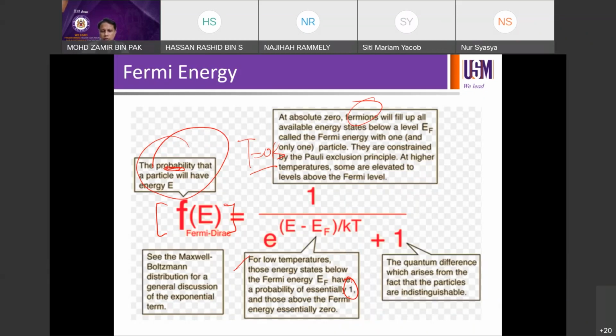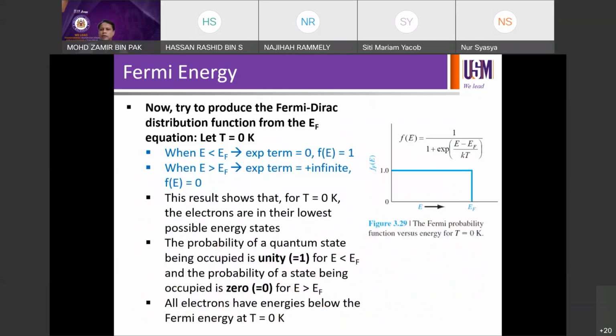In this condition, when you are operating at low temperatures, the probability of finding electrons above EF, the Fermi energy, is essentially 0, because there are no electrons over there at all. So the probability is 0, right? So let's have a look in terms of the graph.